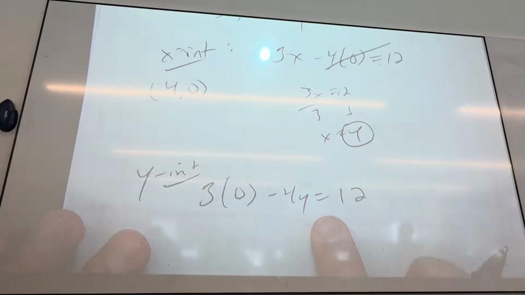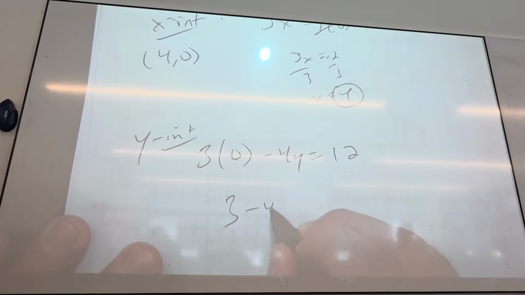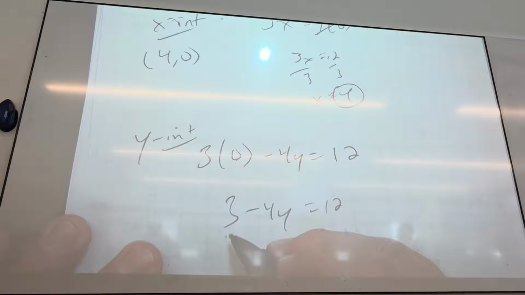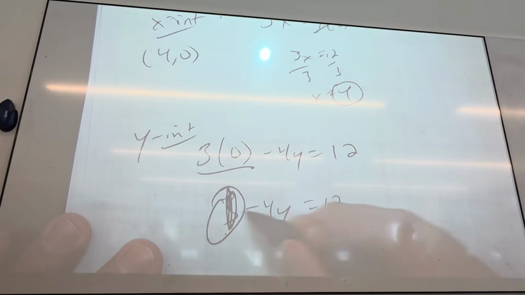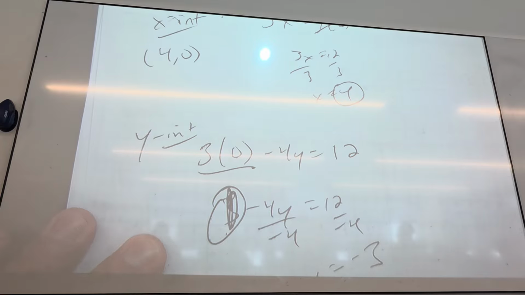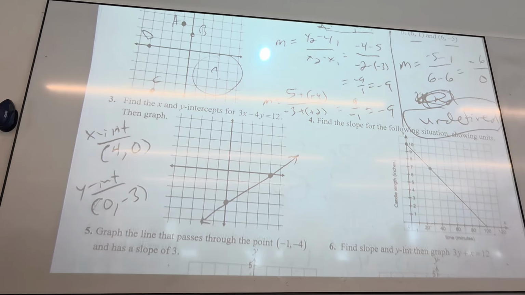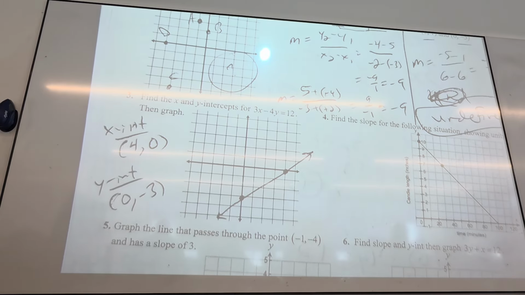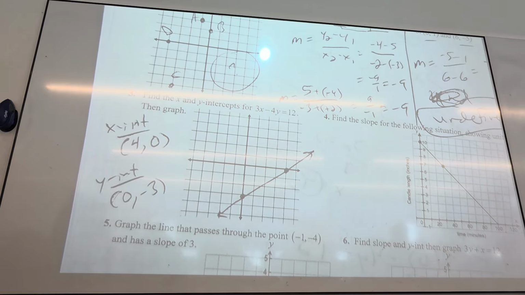Now sometimes I'll have people do this, and then they'll subtract 3. Is that okay? 3 times 0 is, get out of here. So then divide by negative 4. That's how I got negative 3. Is that cool? So I don't solve for y. I could, but that would only give me half of the answer, so I don't even waste time doing that. I just plug zeros in.